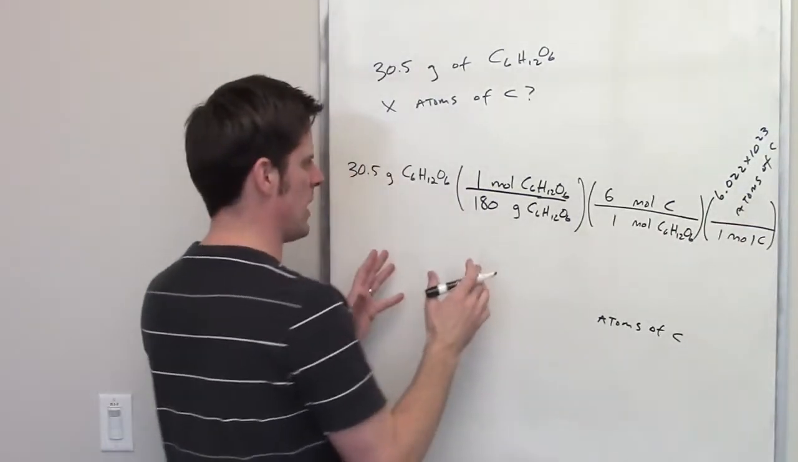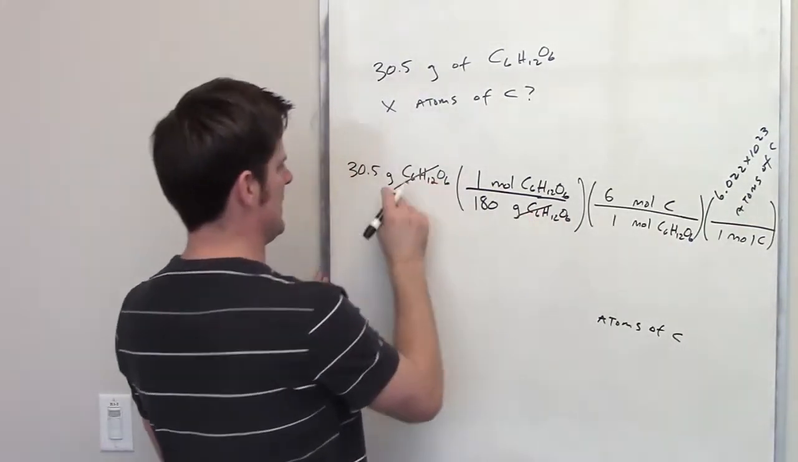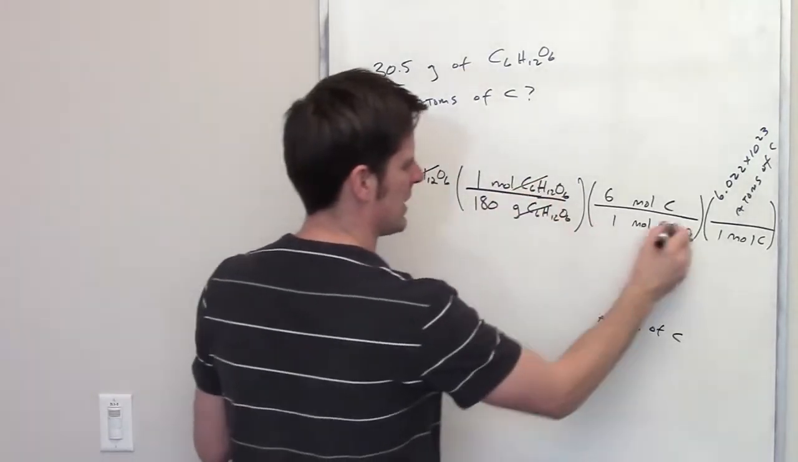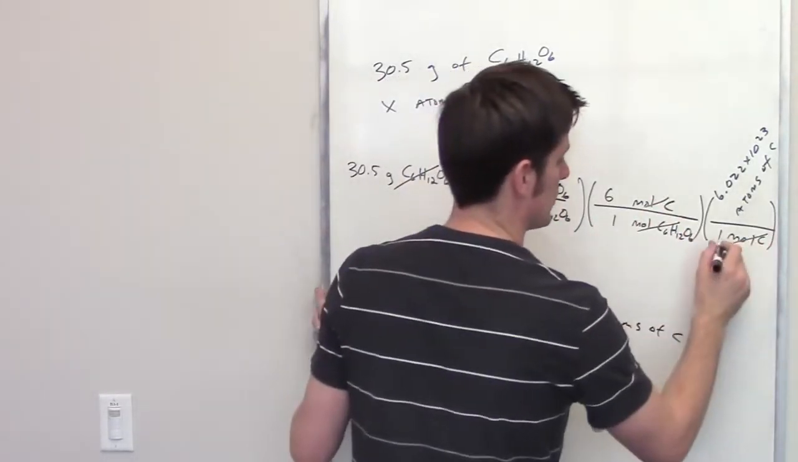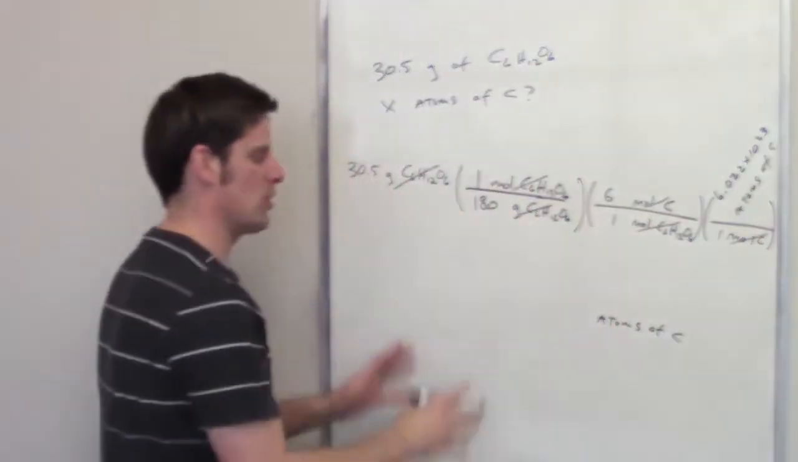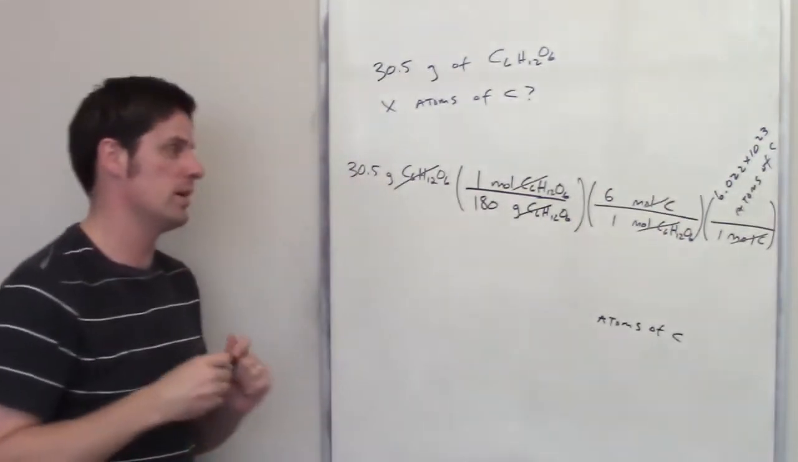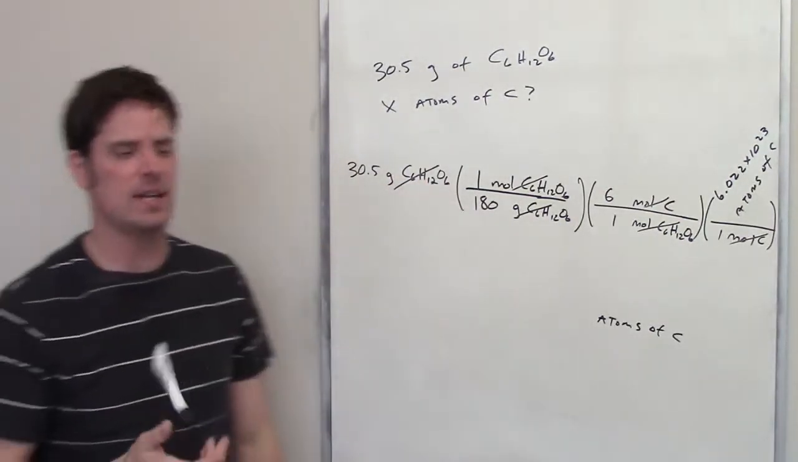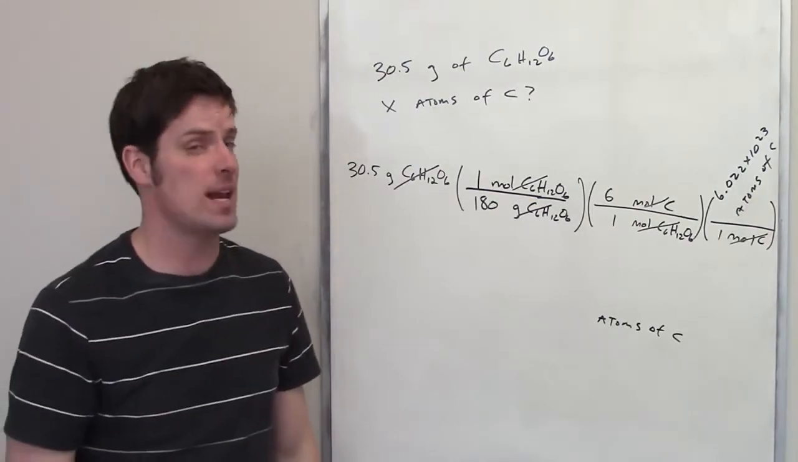Now if I've done this correctly, I think that my units are going to cancel each other out. I've got moles canceling out with moles, moles of carbon canceling out with moles of carbon, and I'm left with atoms of carbon, which are indeed the units I'm trying to get toward. So just throw that into your calculator, plug and chug, and you should get the right answer to this question.